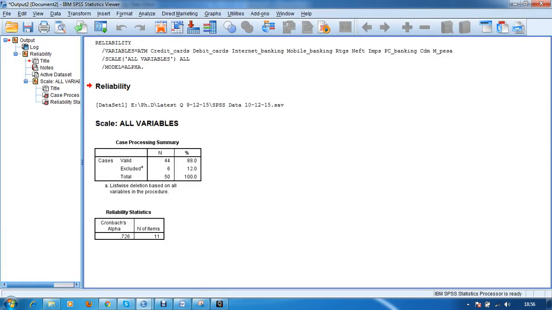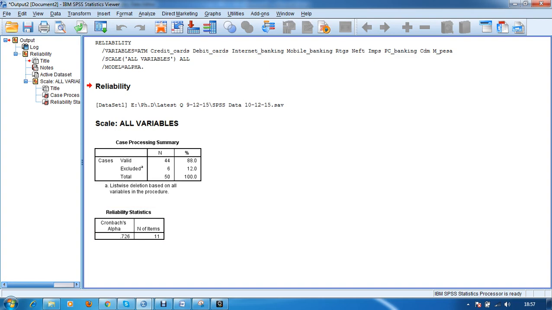Here you can see the number of valid cases. This is the summary of the output. We have a total of 50 respondents, out of which 6 are excluded, and the number of valid cases here is 42. And the final table here is the reliability statistics, where in the left corner there is a Cronbach's Alpha score, and it's giving me a numerical value of 0.726, and the number of items that I have measured is 11. As I have told you, in question number 1 I have 11 items.